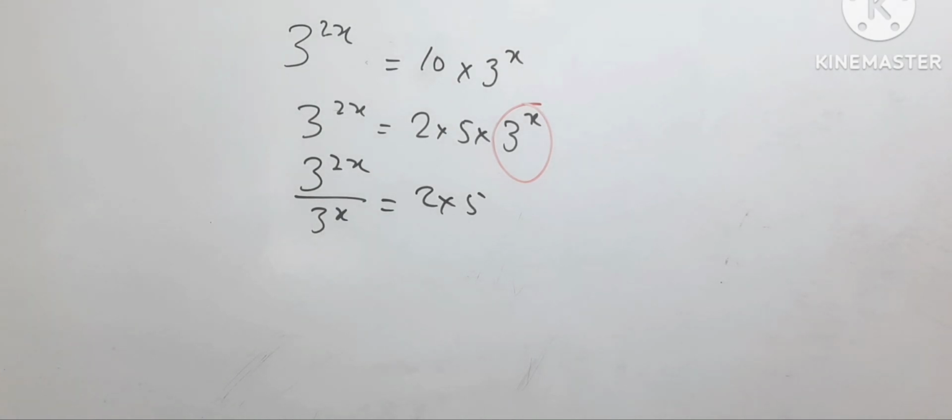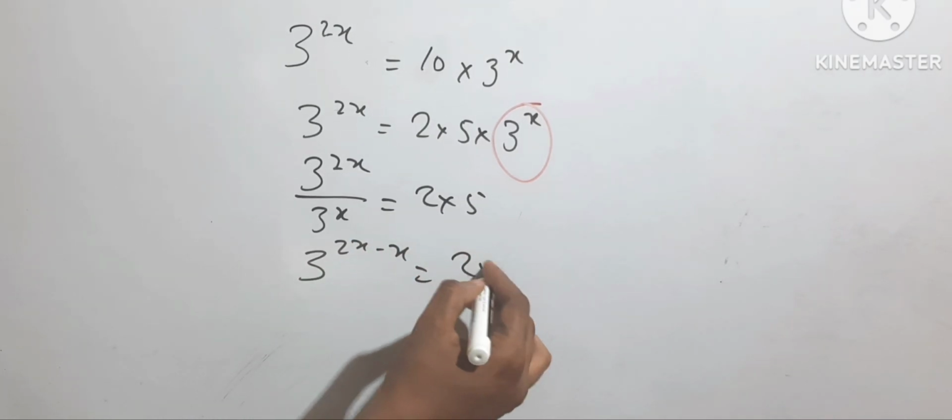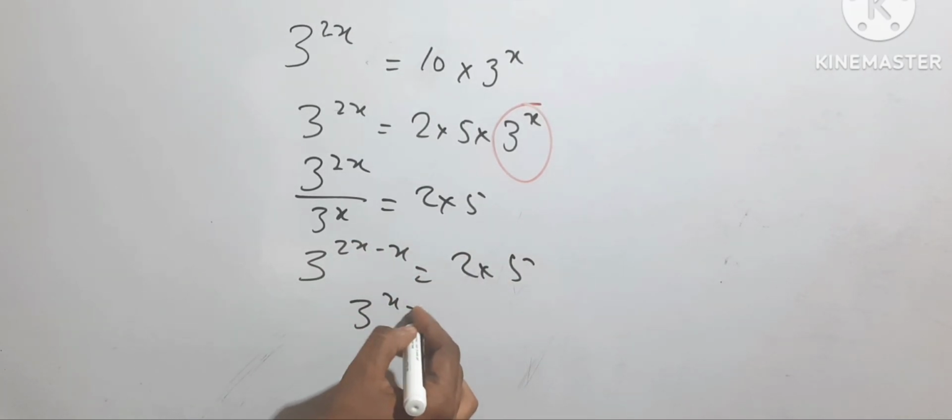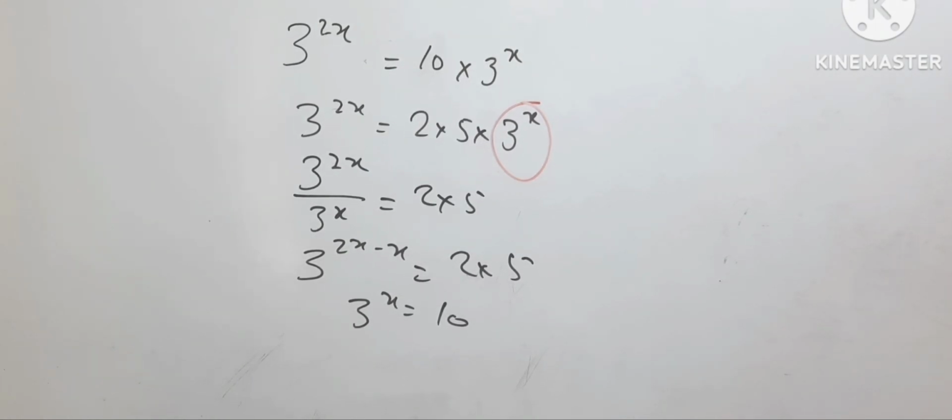Now divide means what you have to do. We know this one, the bases are the same and divide is there, so 3 to the power x is equal to 10. 3 to the power x is equal to 10. So what will be the x value? After that we can't solve. Why?